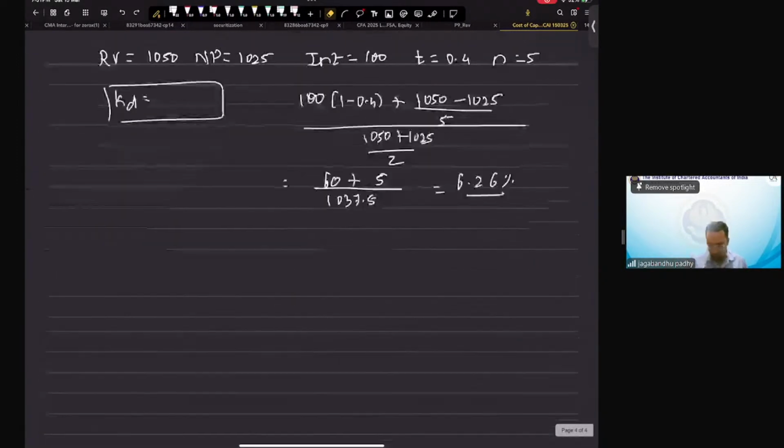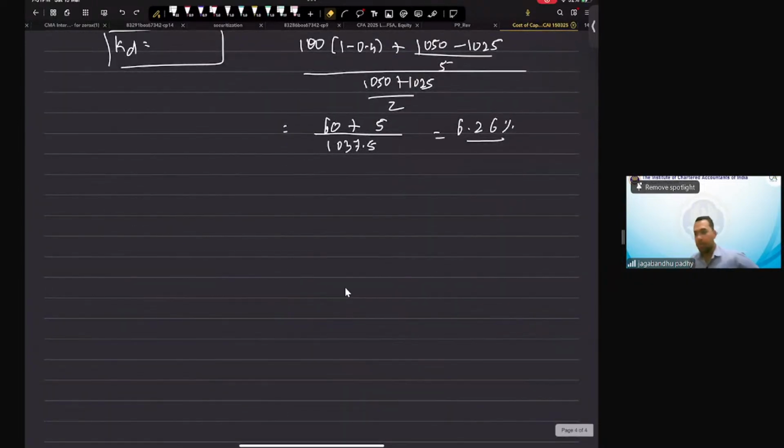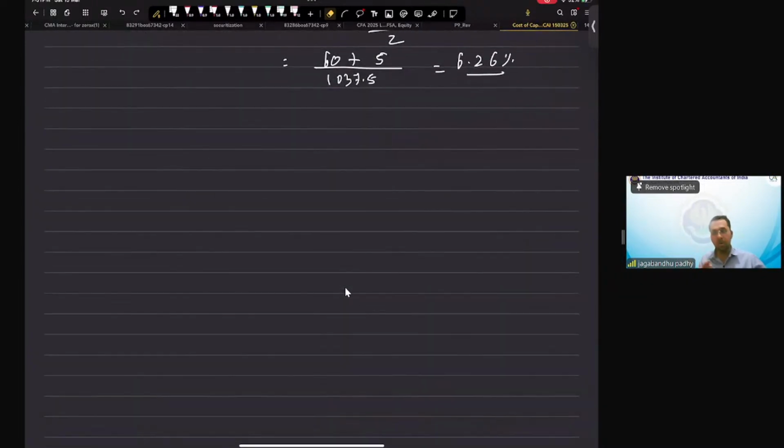Okay, so we have seen the formula to compute cost of debt by way of irredeemable as well as the redeemable debt. Now, let's take it forward for further discussion, which is calculating the cost of preference share. The formula for cost of preference share is similar to that of cost of debt, with the only difference being there's no tax saving on preference shares.